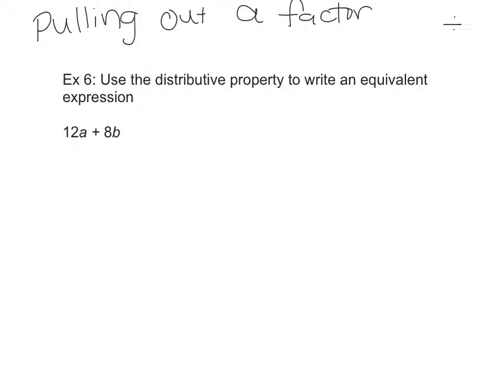So what I'm going to do is look for a factor within my coefficients. 12 and 8 share a couple of factors. Their greatest common factor is 4. 4 fits into both 12 and 8. So I'm going to work backwards. I'm pulling a 4 out of these numbers. If I pull a 4 out of 12a, it leaves me with 3a, because 4 times 3a equals 12a.